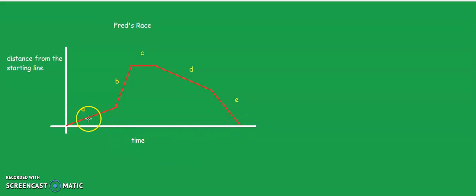Let's look at each one of these sections. What do you think is happening in section A? It looks like the distance is increasing, but he's not going quite as fast as he is in B. So he's probably starting his race off slow, which is a good thing to do when you're running a race. You shouldn't go out too fast.